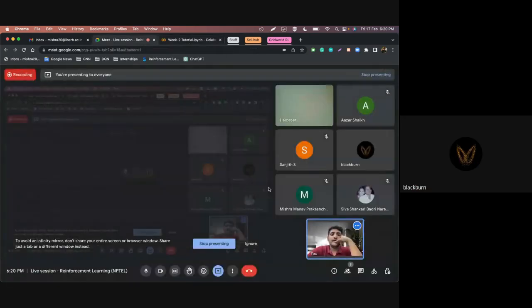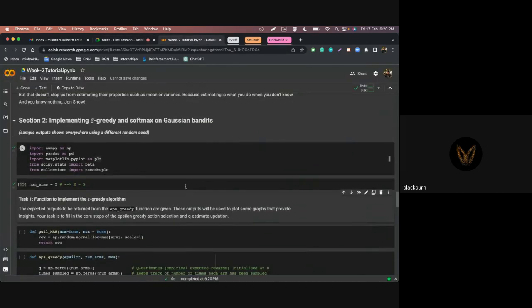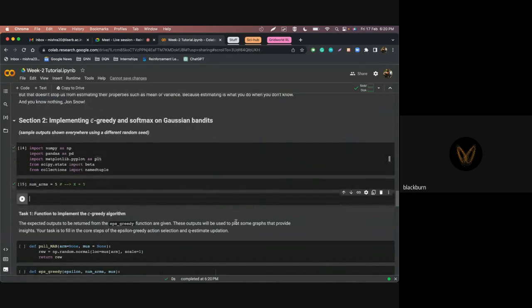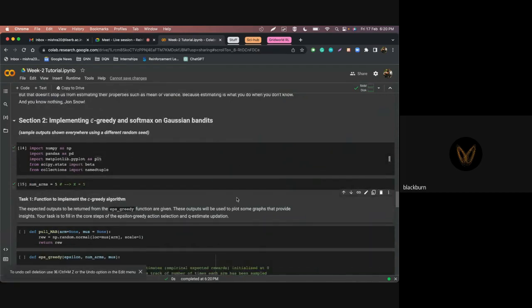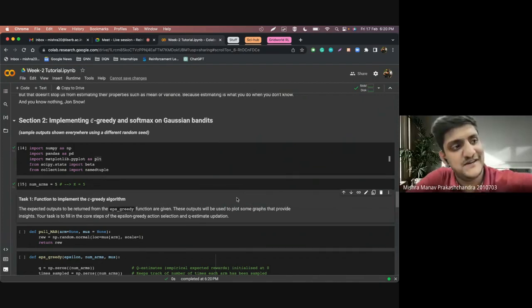So epsilon greedy is used for maintaining the exploration and exploitation ratio. With probability epsilon, we take a random action, and with probability 1 minus epsilon, we take the max. So why do we need softmax if we have epsilon greedy? And why do we need something like UCB? Any idea why we do that?